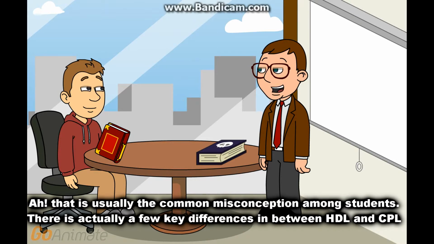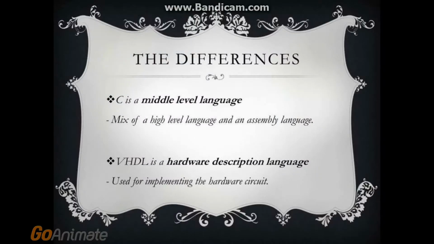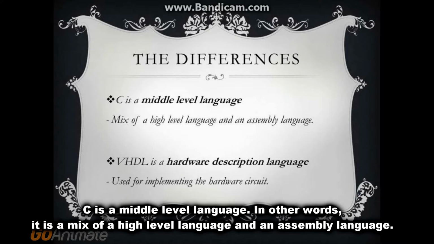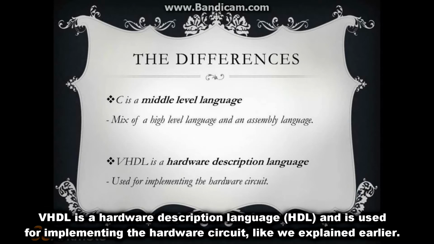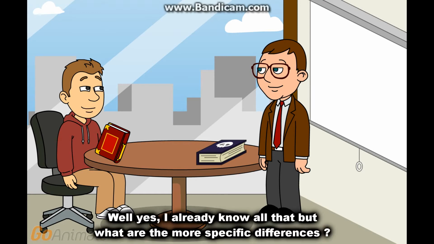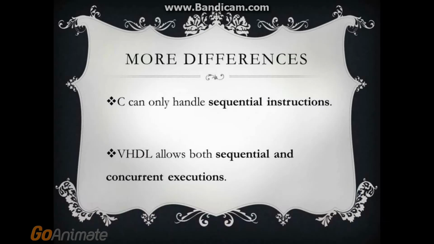That is usually the common misconception among students. There are actually a few key differences between HDL and CPL. C is a middle-level language. In other words, it is a mix of a high-level language and an assembly language. VHDL is a hardware description language, HDL, and is used for implementing the hardware circuit, like we explained earlier. Well, yes, I already know all that, but what are the more specific differences, like maybe the way they function?